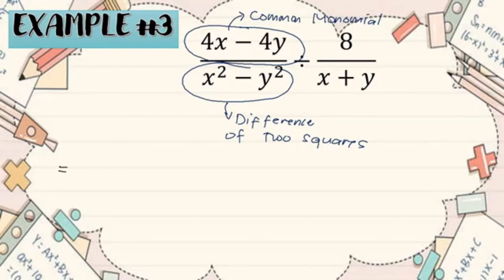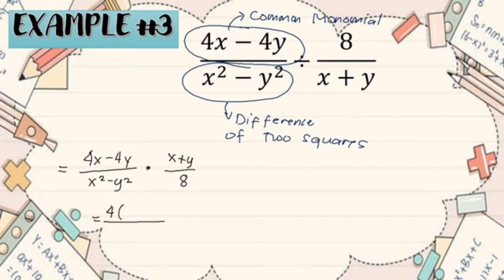So now we're going to move on to the process. Copy 4x minus 4y over x squared minus y squared. Change the operation to multiplication and get the reciprocal, x plus y over 8. What is the factor of 4x minus 4y? Since we're going to use common monomial, you're going to identify first the GCF. Its GCF is 4. So separate 4. 4x divided by 4 is x. Copy minus. 4y divided by 4 is y.